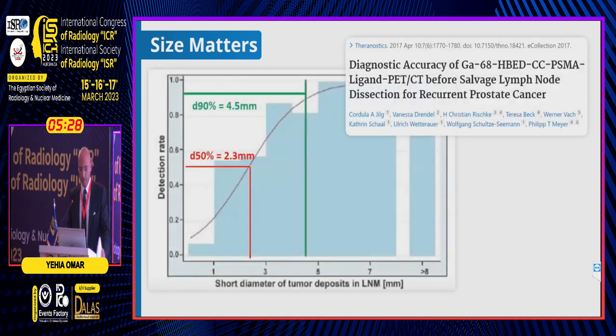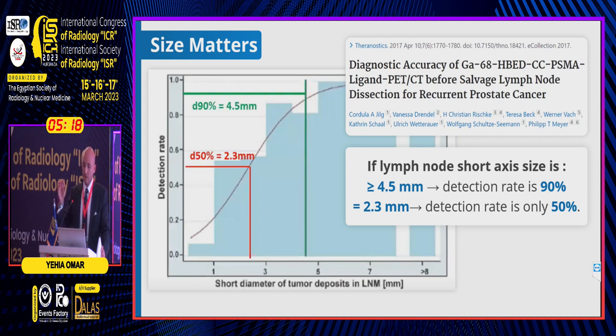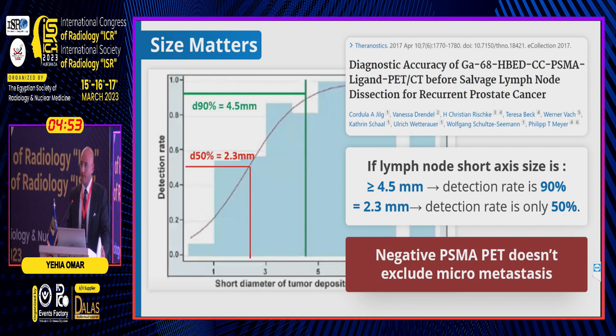Now this is my final slide. Again, Dr. Patrick said that multiple times, that size matters. And they discovered that if the tumoral deposit is around 4.5 millimeters, we have a high detection rate. We can detect that in almost 90% of the cases. However, if the tumoral deposit is very small, around 2.3 millimeters, then our detection rate decreases significantly, almost down to 50%. So it's important to know that a negative PSMA-PET does not exclude micrometastasis. There will always be very small deposits that the machine cannot detect. And this is because of the physics, as we said, and due to the crystals and detectors.